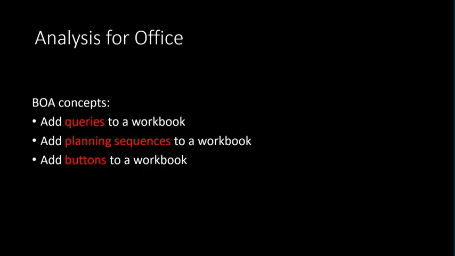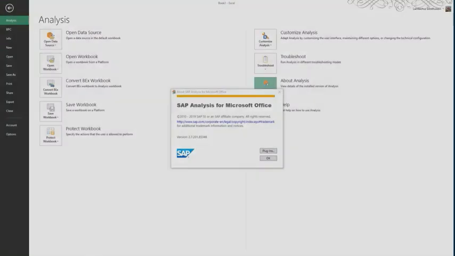We will go through the following features of A4O: add queries to a workbook, add planning sequences to a workbook, and add buttons to the workbook. This lecture is based on Analysis for Office version 2.7 patch 2.